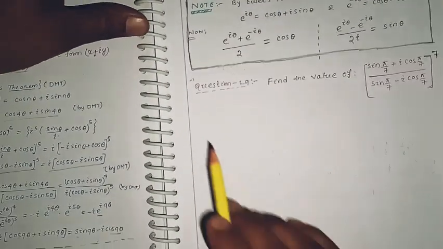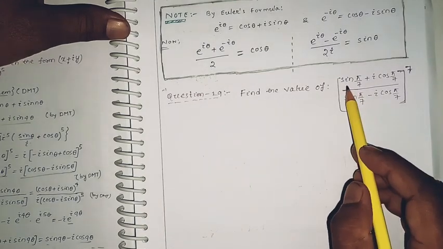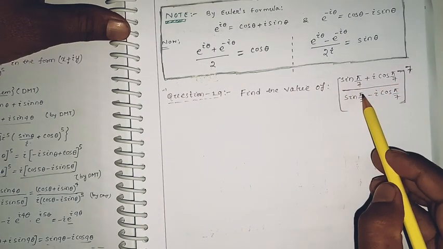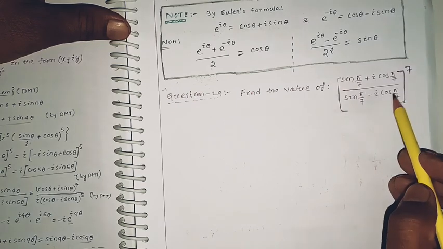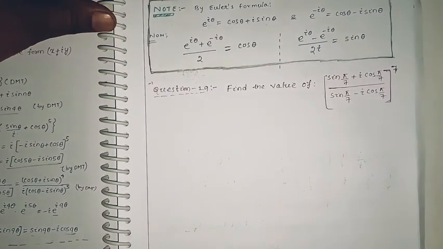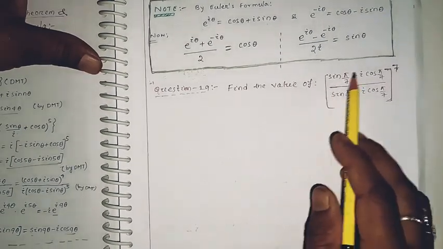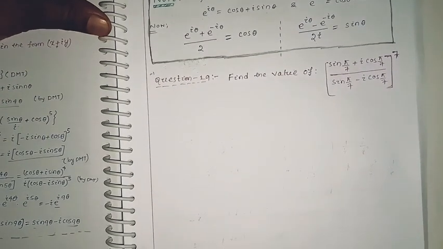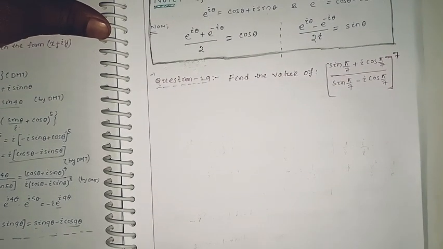Now question number 19. Find the value of (sin pi by 7 plus i cos pi by 7) by (sin pi by 7 minus i cos pi by 7), to the power 7. Okay. Actually, I left this question for you to do by yourself, but here I am going to give you some hints so that you can solve it by yourself.